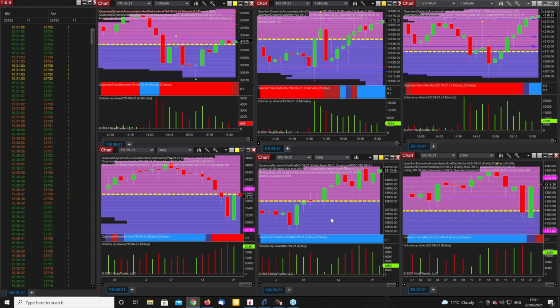Over onto the NinjaTrader platform, this is basically the three primary indices. We've got the YM bottom left, NQ in the middle, and the ES on the right-hand side. I flashed these up briefly this morning in the currency room.